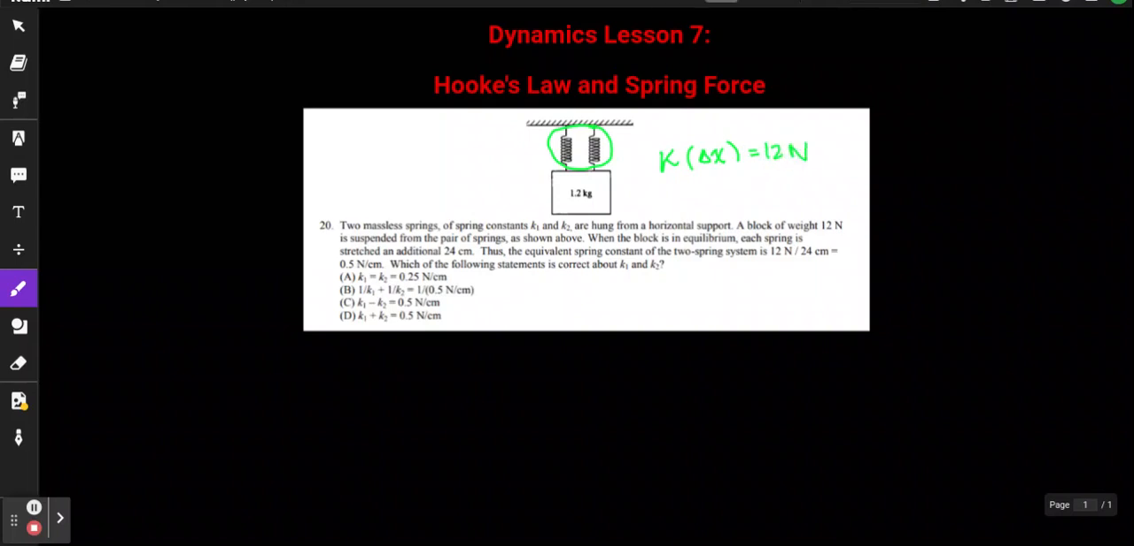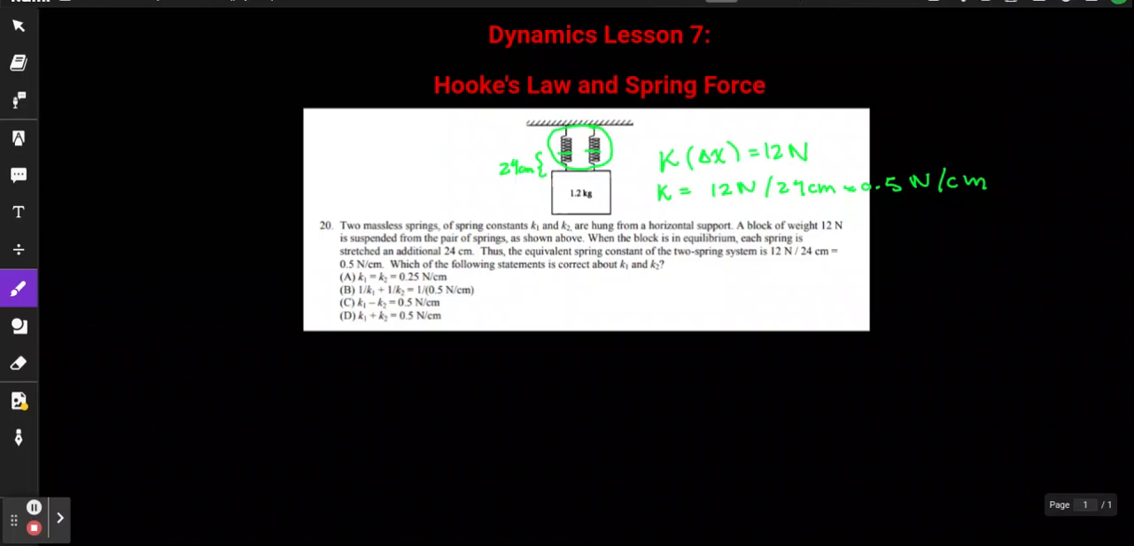We already know that the displacement of the two springs together is 24 centimeters. If one spring displaces 24 centimeters and the other displaces 24 centimeters, that means the block is basically displaced 24 centimeters. That means the K value is the 12 newtons divided by the 24 centimeters, which equals 0.5 newtons per centimeter. So that was kind of the proof of how they got the equivalent spring constant.